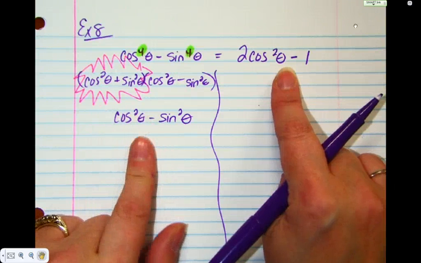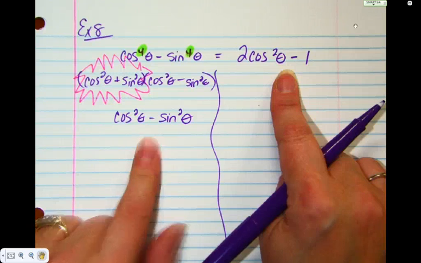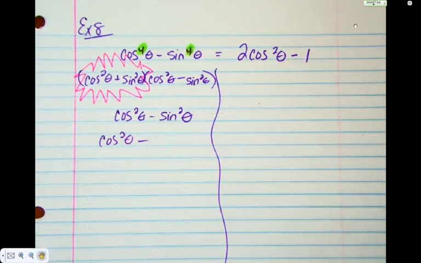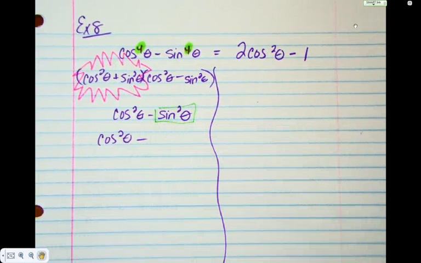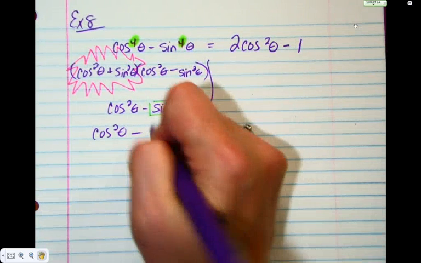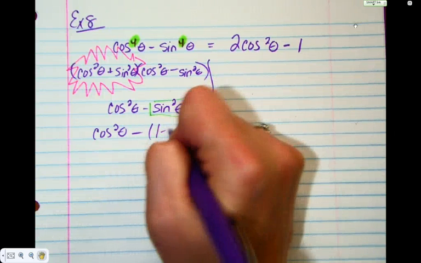What is on the left that is not on the right? What do we need to get out of here? Sine squared. So I'm going to keep the cos squared, and I'm going to keep the negative. I want to boot sine squared out of here. The only way I can do that is using the identity, and what can I put in its place? What is sine squared equal to? 1 minus cos squared.